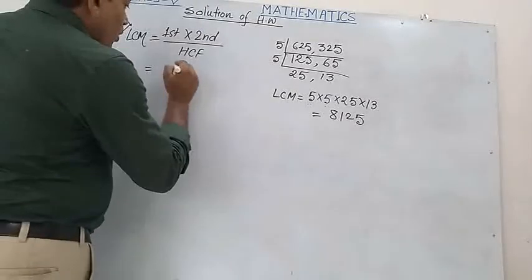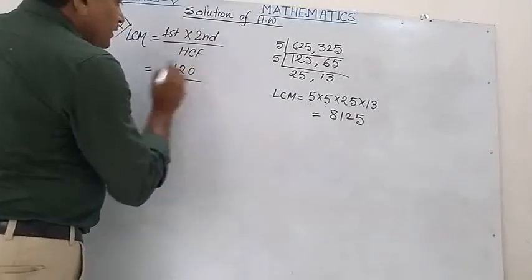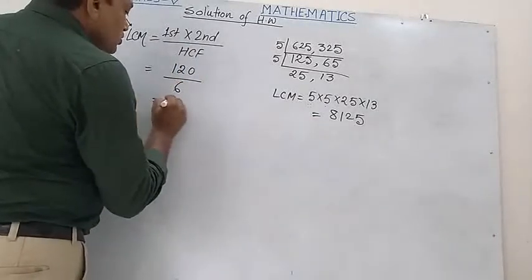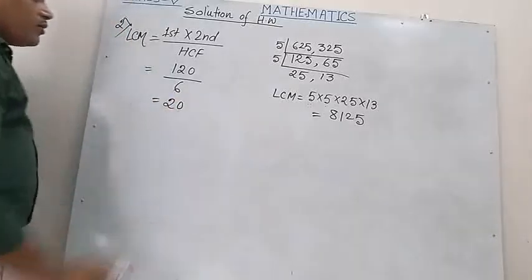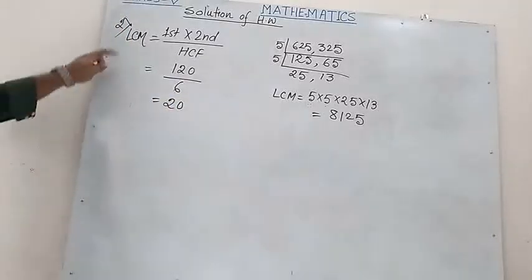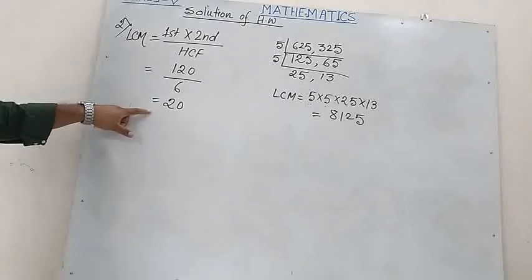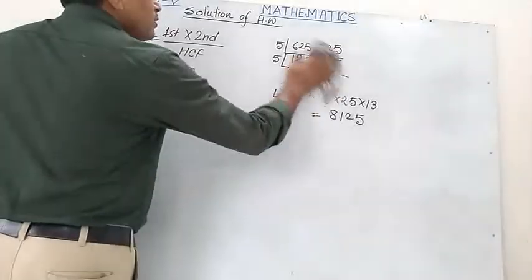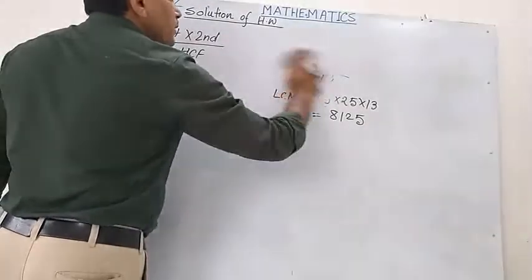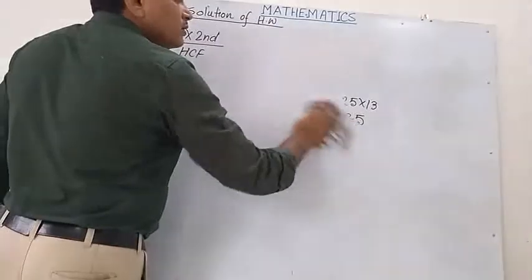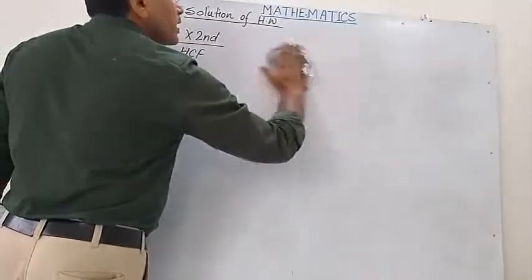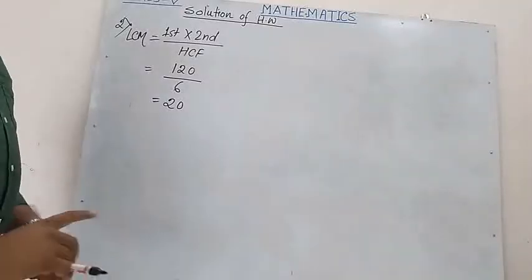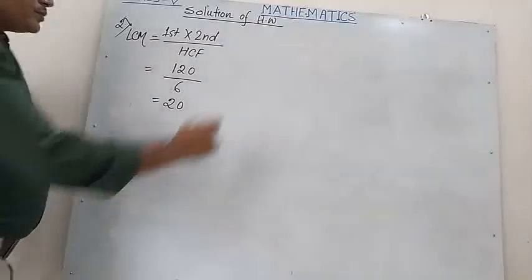It is 120 divided by the HCF, which is 6. So 6 twenties are 120. So what is the LCM? LCM is 20. So we can solve this type of problem using the relation: product of numbers equals the product of their HCF and LCM.